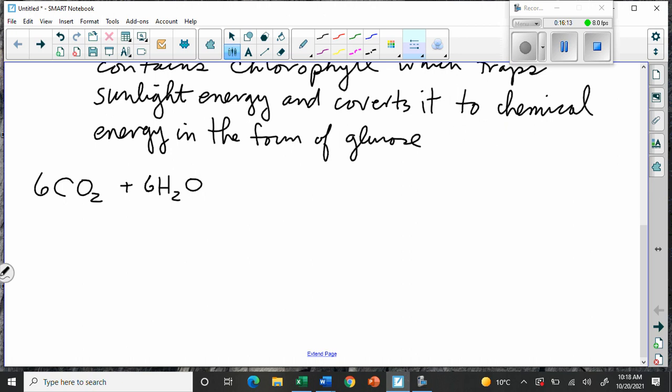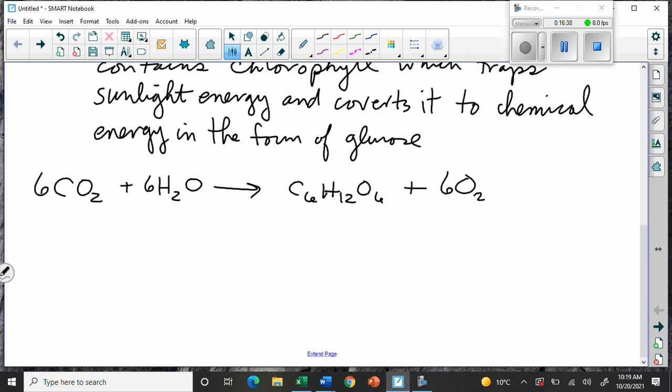6 of them, and it then makes, let's put an arrow there, not a plus sign. It makes C6H12O6, which is that big glucose molecule, and it releases oxygen gas, O2, 6 of those as well for the balancing. And so really this equation can go both ways, right?